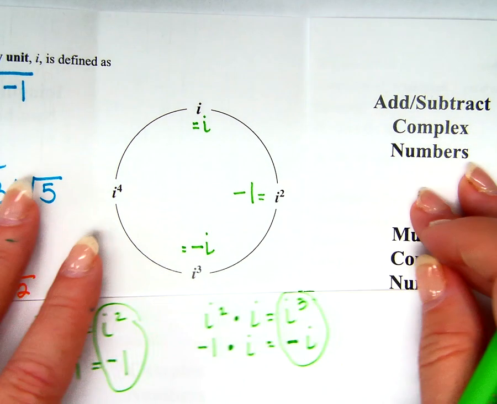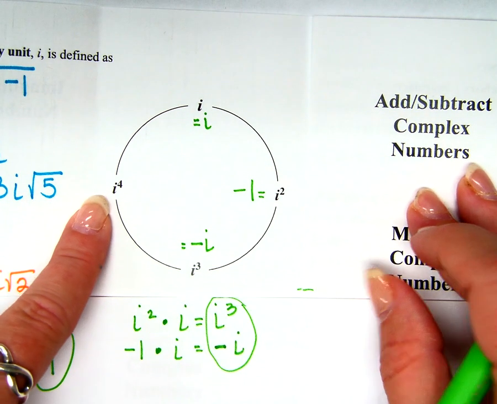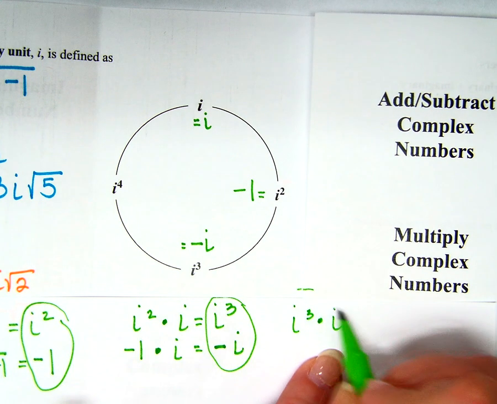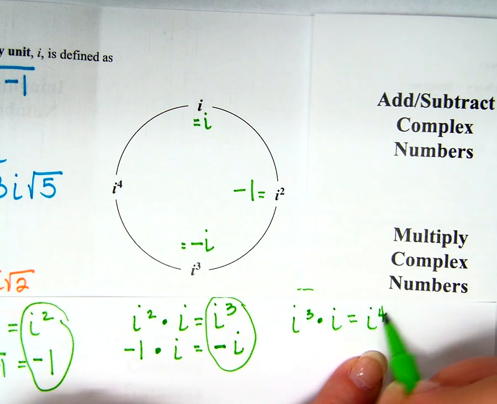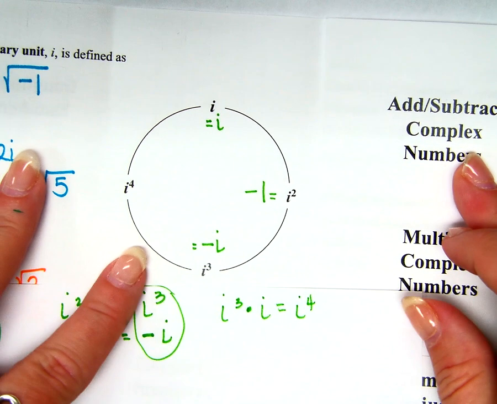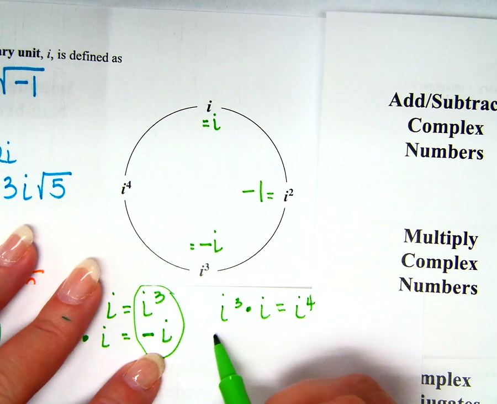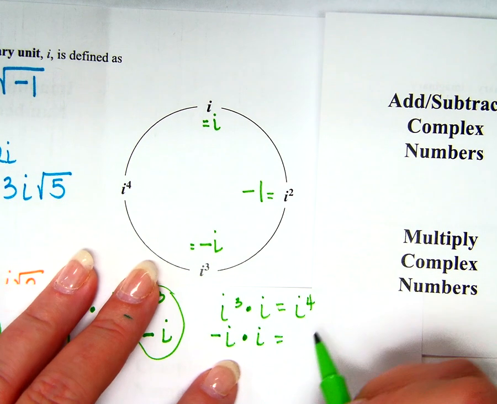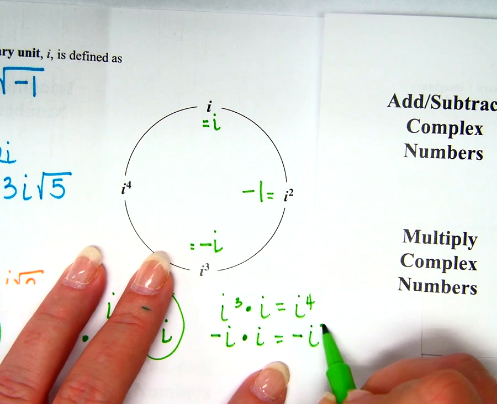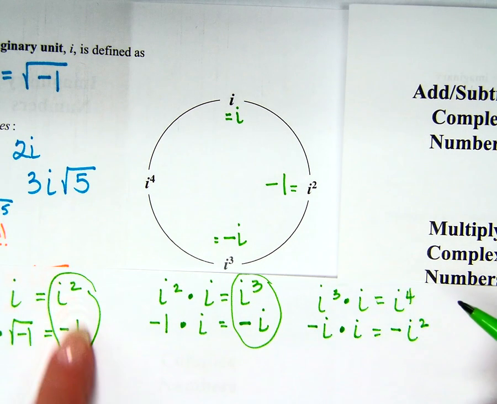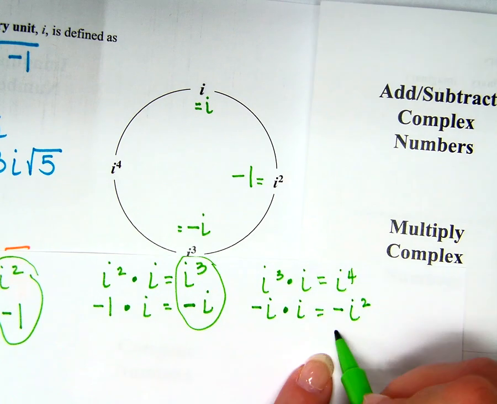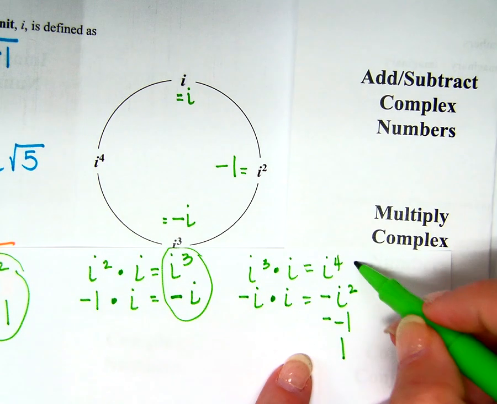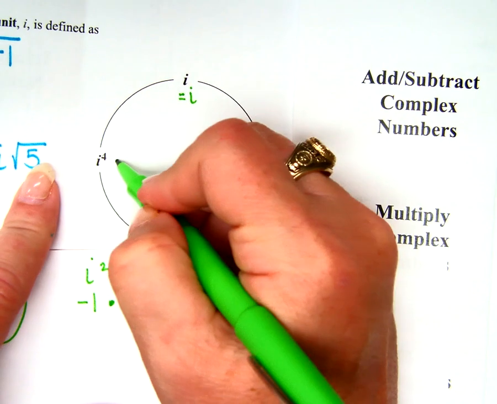Okay? How do I get to i to the 4th? i to the 3rd times i. That's i to the 4th, right? Well, what did we just decide i to the 3rd equaled? Negative i. What's negative i times i? Negative i squared. And what did we decide i squared equaled? Negative 1. So negative negative 1, positive 1. i to the 4th actually equals positive 1.